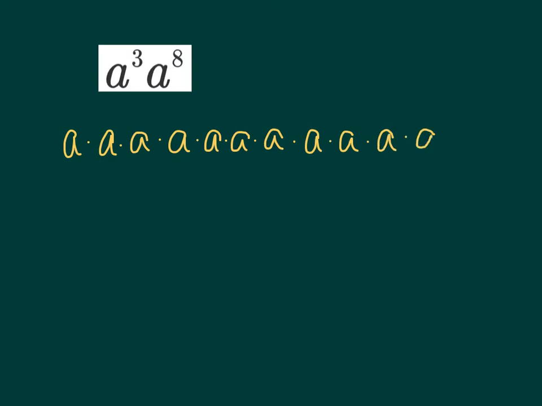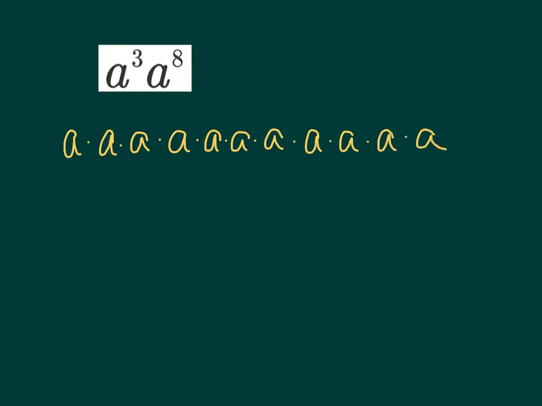Okay, so we have two powers here with the same base being multiplied together. a^3 represents a power where a is the base and 3 is the exponent, and a^8 is a separate power where a is the base and 8 is the exponent. So basically, you're taking a^3, which is a times a times a, and multiplying it by a^8, which is a times a times a times a times a times a times a times a.